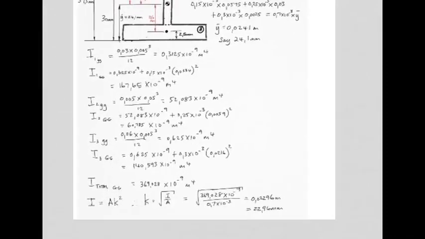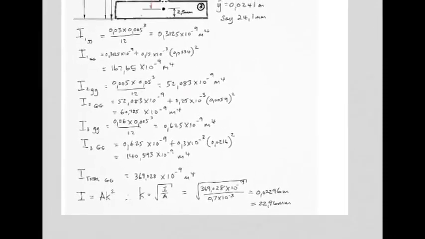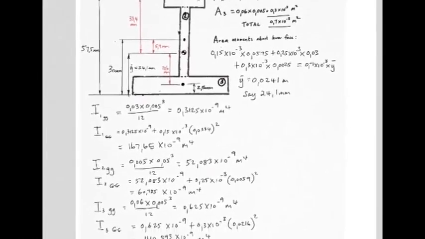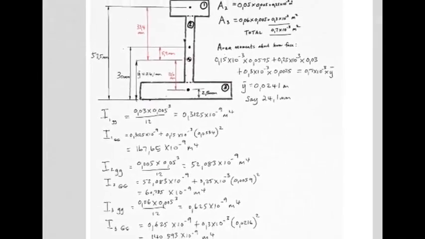Once you have I, you know that I is AK squared, and therefore K, radius of gyration, is root I over A. You know I, and you know A. And there it is, 22.96 millimeters would be the distance to the radius of gyration from an axis passing through the centroid.